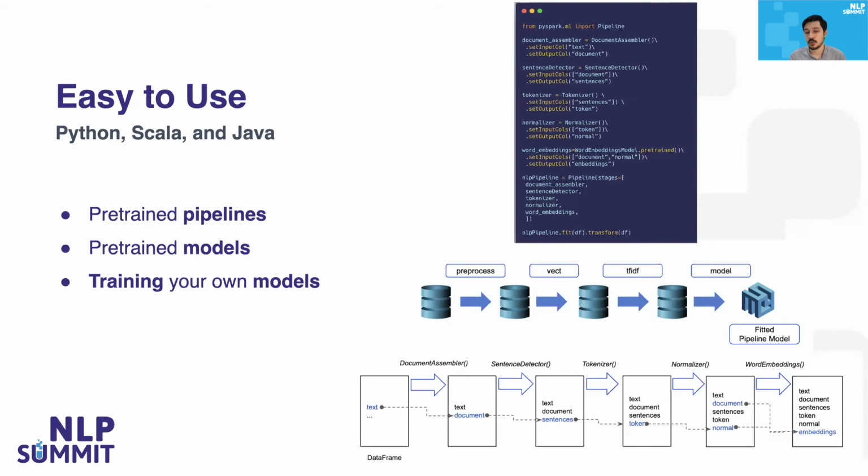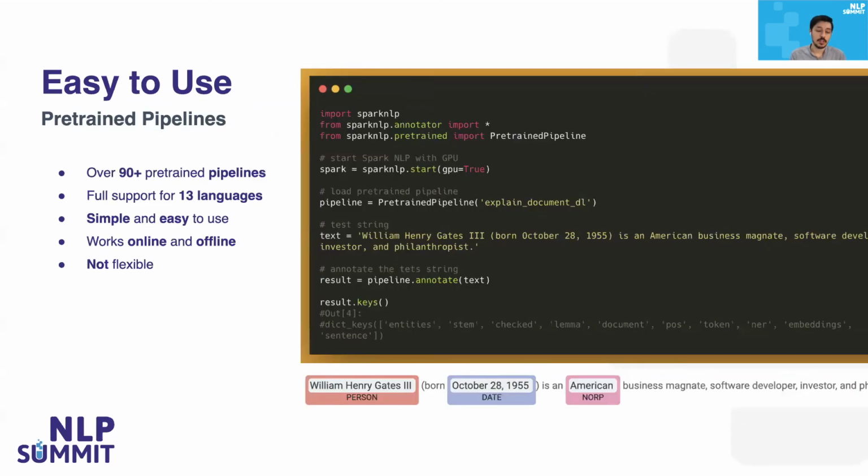In terms of pre-trained pipelines, we have over 90 pre-trained pipelines. They have full support of 30 languages. It's simple and easy, and they work both online and offline. As you can see, it's just a few lines of code.